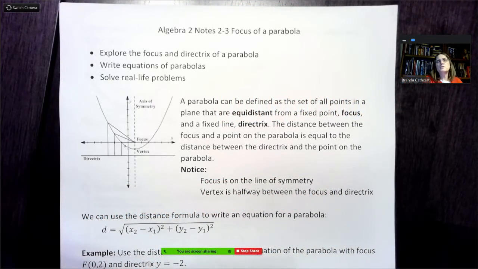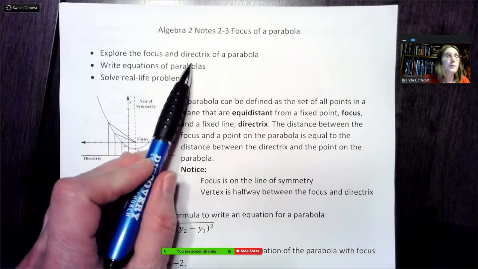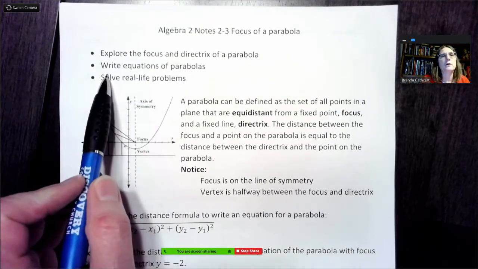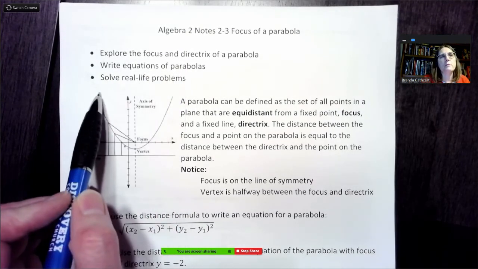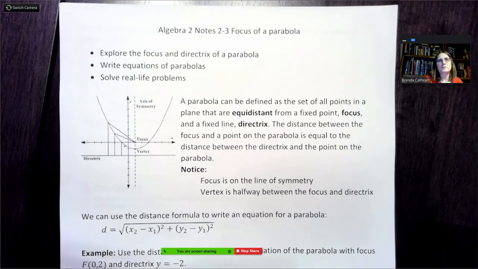Okay, in this Algebra 2 lesson, we're going to be looking at the focus of a parabola. During this lesson, we're going to explore the focus and the directrix of a parabola. We're going to write equations of parabolas and solve real-life problems.